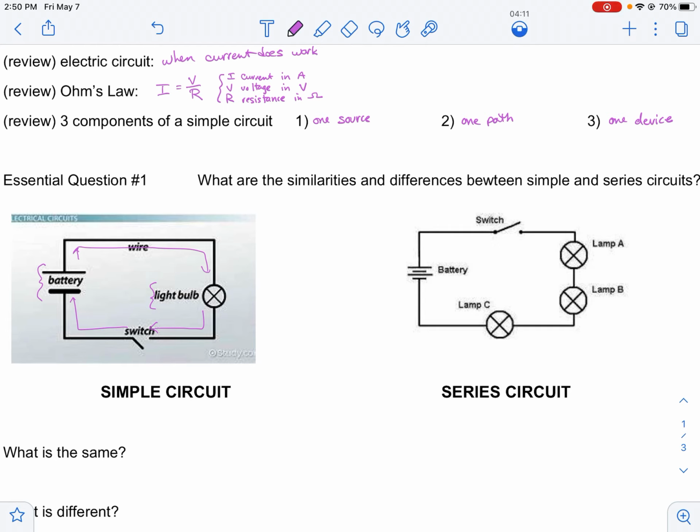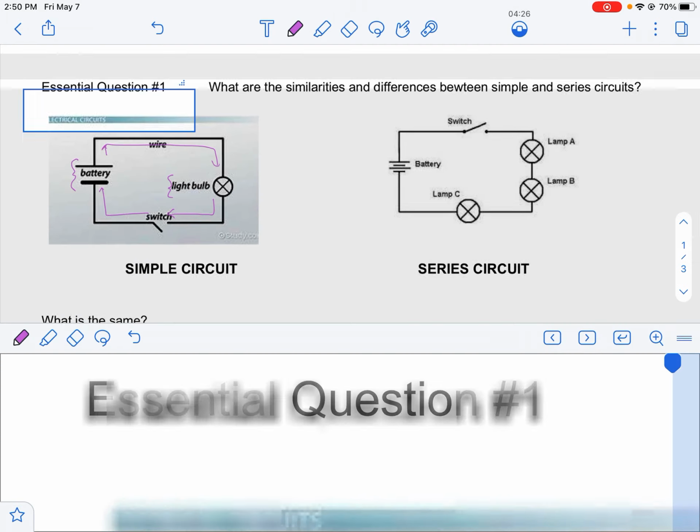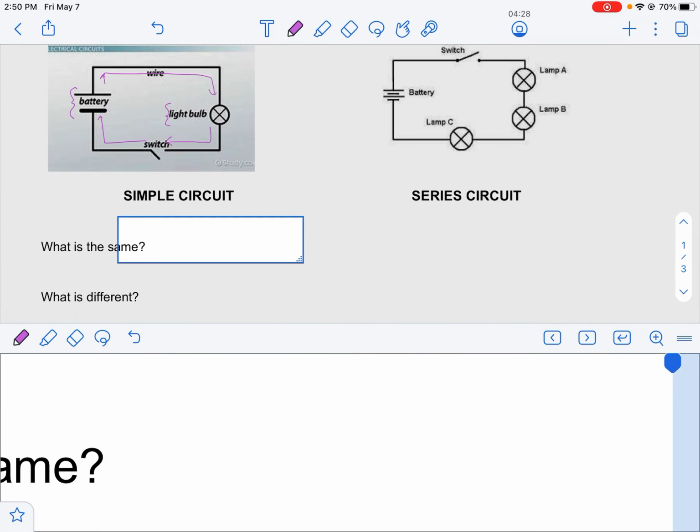All right, have you thought about it? All right, actually, you know what? It looks like I wrote the questions in the wrong order. So we're going to start with what's the same. So what's the same between the simple circuit and the series circuit? Well, the first thing I see that's the same is that they both have one battery. So we're going to say one source. And the second thing I see that's the same is that there is only one path.